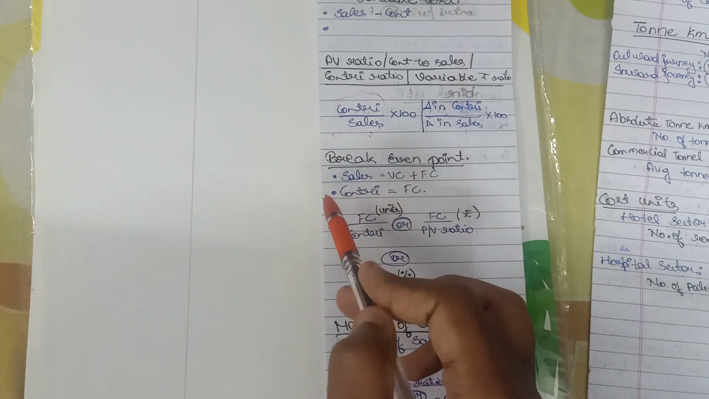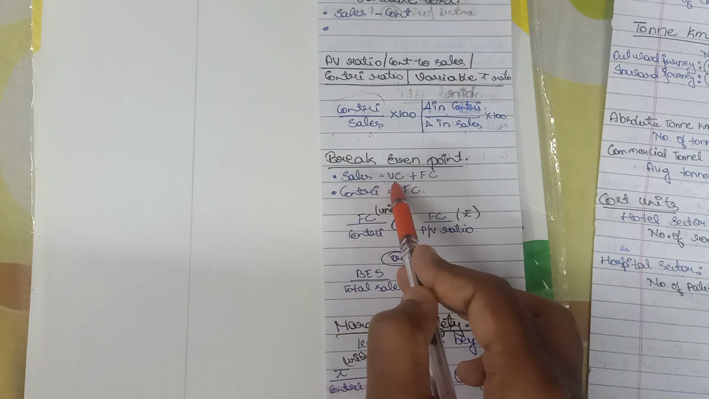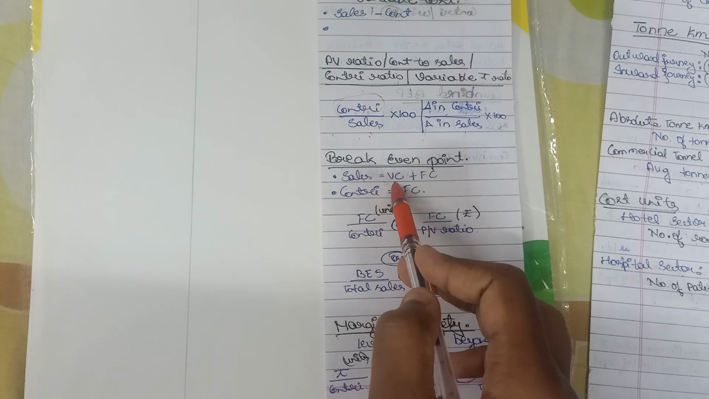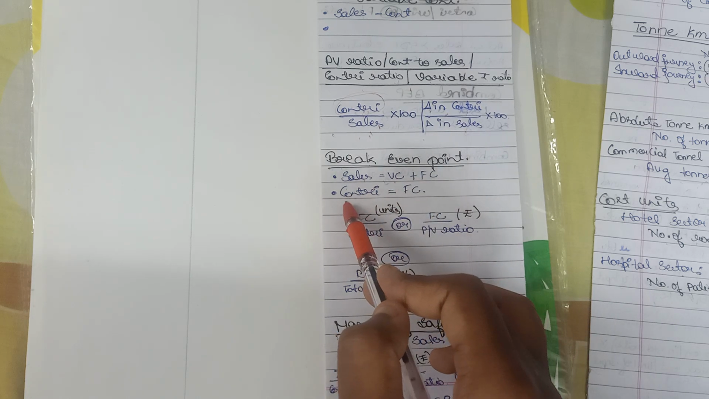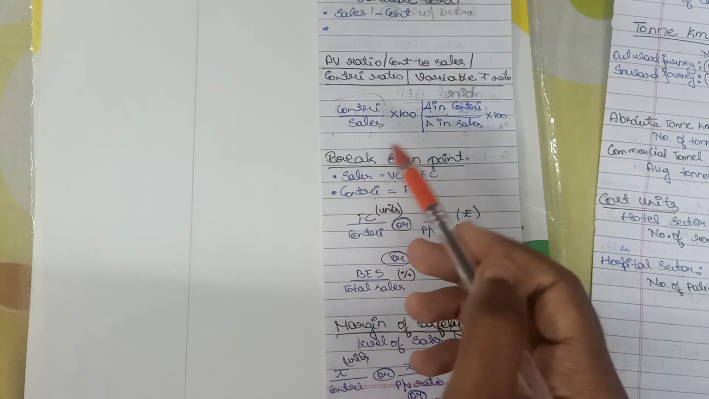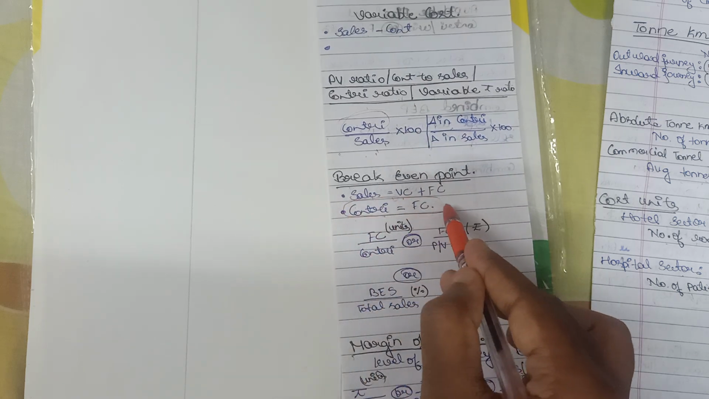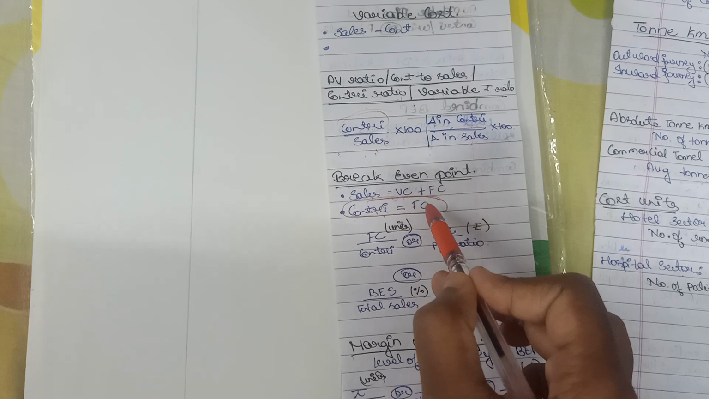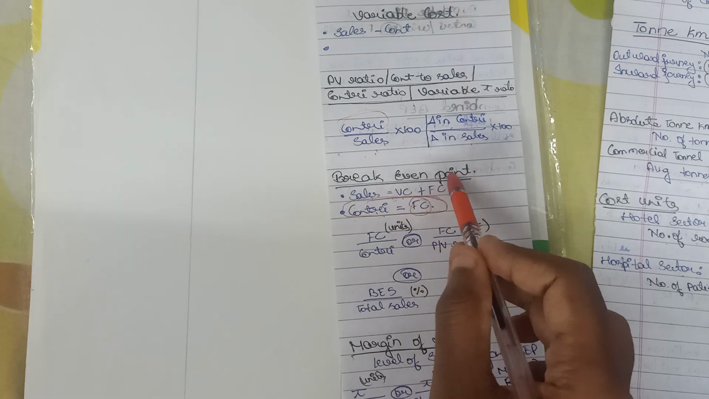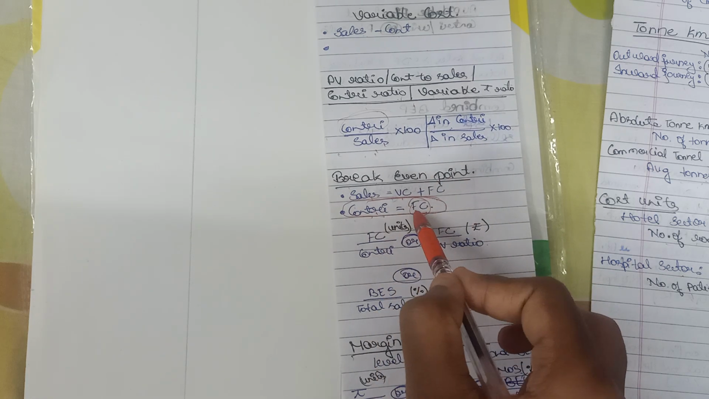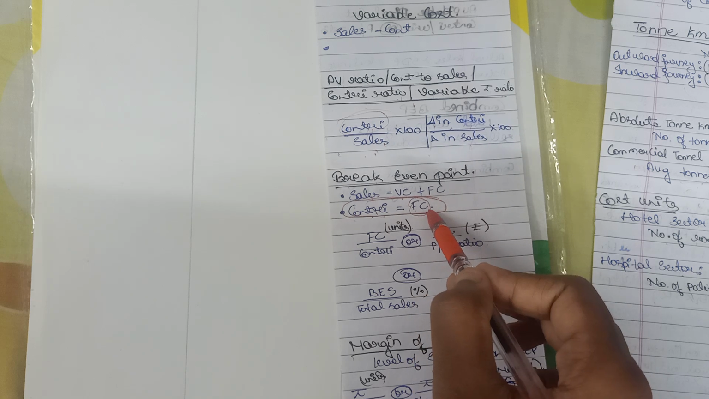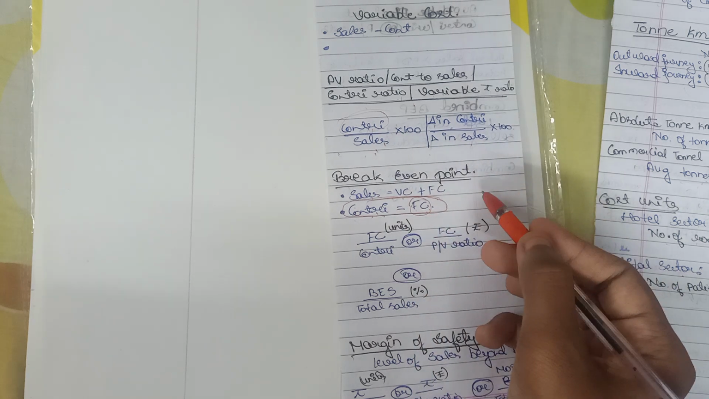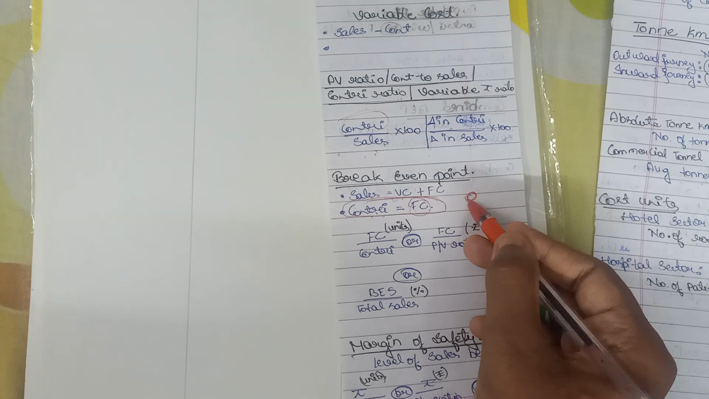Break even point: as we know, sales is equal to variable cost plus fixed cost, then contribution is equal to fixed cost. We have to cover the fixed cost in case of break even point, that is contribution. If it is equal to fixed cost, we'll be getting the profit as 0. We'll be getting no profits.